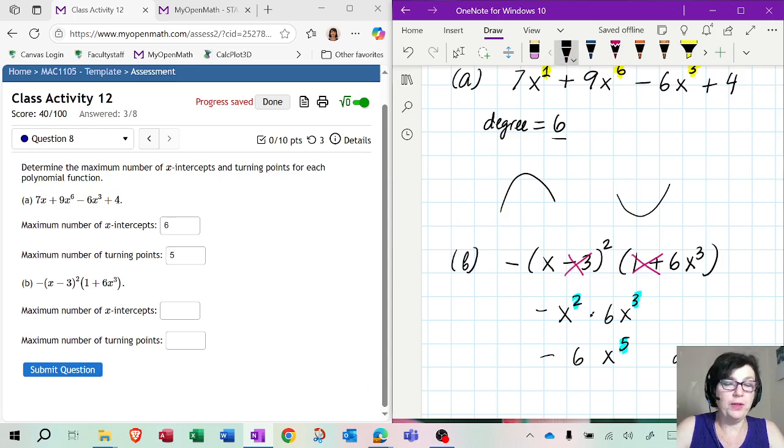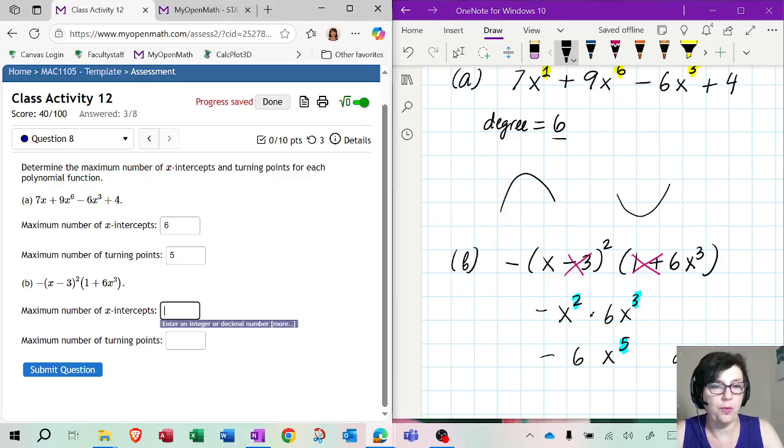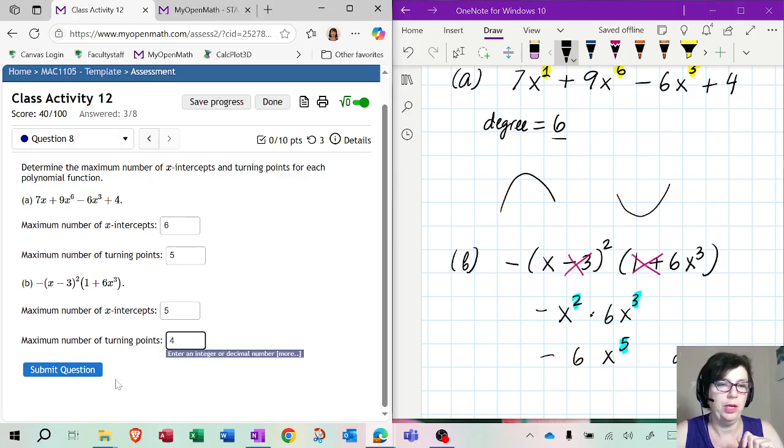Okay, so if it's degree 5, it cannot have more than 5 x-intercepts, and it cannot have more than 4 turning points.